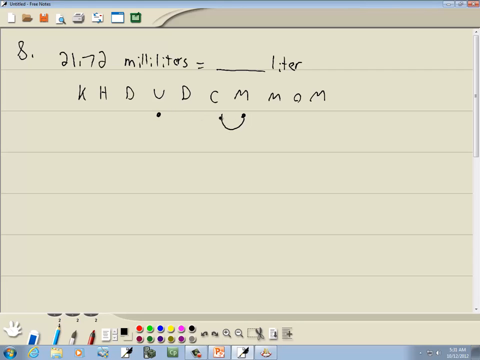So go 1, 2, 3 places left. This is the new location of our decimal. And I'll put a 0 here for this missing one. So this is 0.02172 liters.